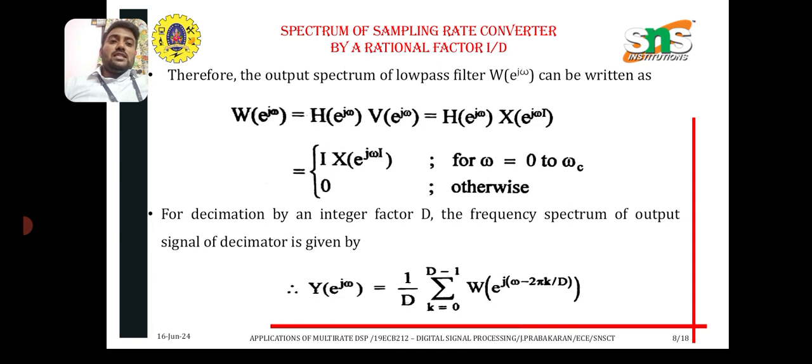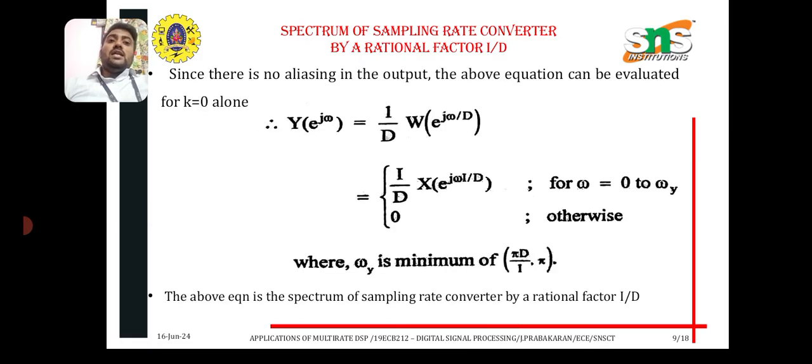Therefore, for decimation by an integer factor D, the frequency spectrum of the output signal of the decimator is given by Y of e power j omega equal to 1 by D summation k equal to 0 to D minus 1 W of e power j omega minus 2 pi k by D. Since there is no aliasing in the output, the above equation can be evaluated for k equal to 0 alone. Therefore, Y of e power j omega equals 1 divided by D W of e power j omega divided by D, which equals I by D capital X of e power j omega I by D, for omega from 0 to omega y, and other than this the value is 0, where omega y equals minimum of pi D by I, pi. The above equation is the spectrum of sampling rate conversion by rational factor I by D.